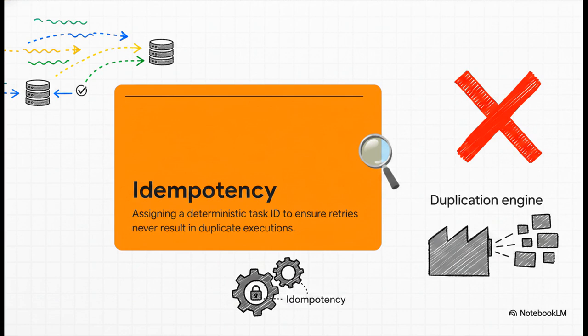Idempotency means assigning a deterministic task ID to an operation. Why? So that no matter how many times a timed out request is automatically retried by the network or by the user hitting refresh, it never results in duplicate executions. It guarantees exactly once semantics in an at least once delivery world. Without idempotency, your retry logic isn't a safety mechanism, it's a duplication engine.